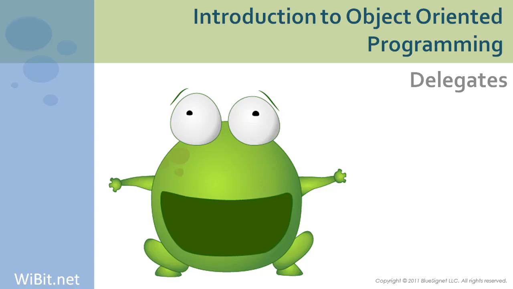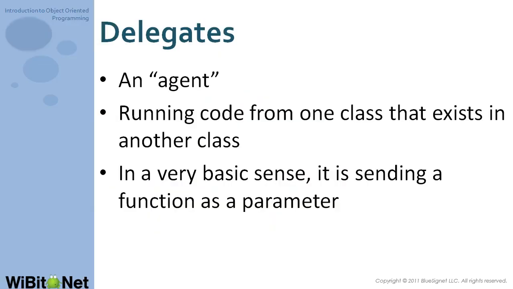So delegates are very cool. Let's just jump right in. I think you're going to like this. So a delegate is really an agent, right? It's something that acts on behalf of something. So it's basically running code that exists in one class inside of another class. In a very basic sense, you're sending a function as a parameter to a class. Yeah, that's exactly it. Instead of passing a variable as a parameter, you're passing a function.